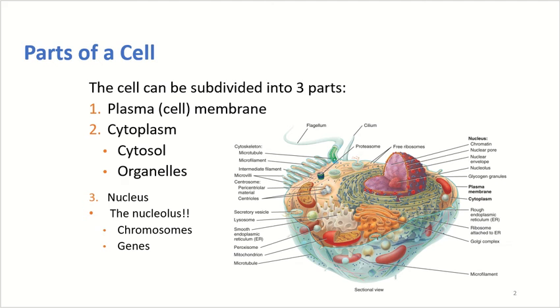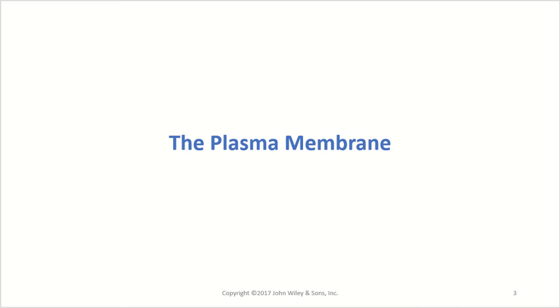The cell can be divided into 3 main parts: the cell membrane, or the plasma membrane of the cell, the cytoplasm, which is going to consist of the cytosol and the organelles, and then the nucleus, as well as the nucleolus, which was kind of my specialty in grad school, so we're going to talk a little bit about that, as well as the chromosomes and the genes that are all associated with the nucleus. But we're going to talk about the nucleus and all of its parts in the next part of this lecture.